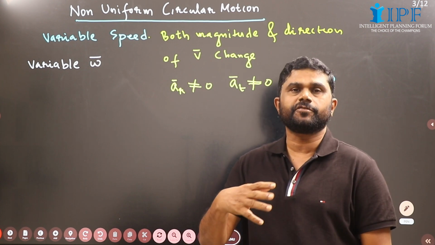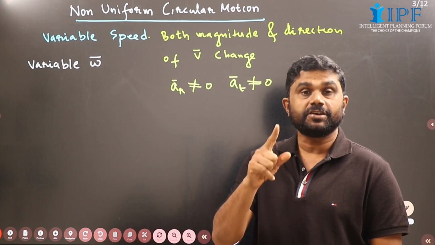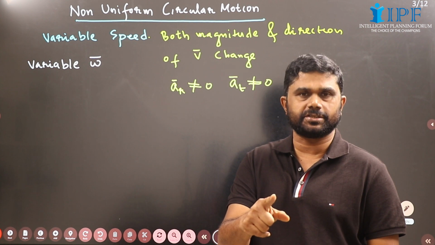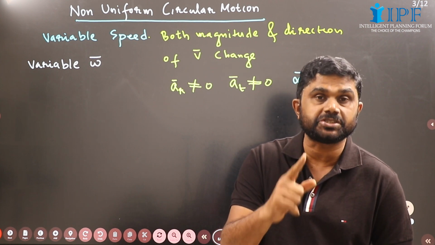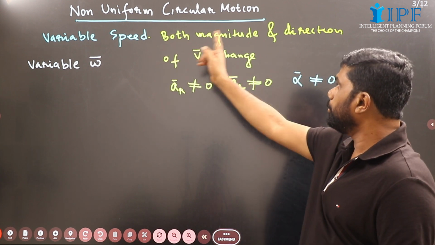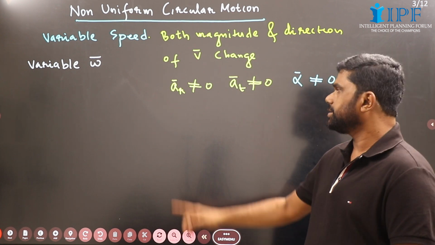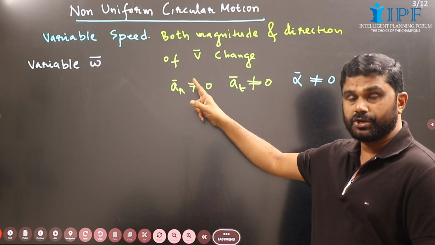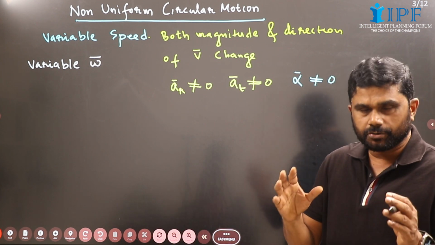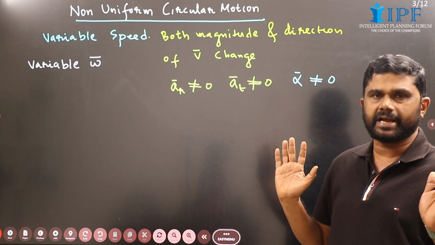In non-uniform circular motion, a body is moving in a circular path with varying speed. So not only the direction of linear velocity, but also the magnitude will be changing with time. It moves with variable speed, and both the magnitude and direction of linear velocity change with time. So radial acceleration is not equal to 0 in any circular motion. In all circular motion, whenever a body is moving in a circular path, there must be radial acceleration.